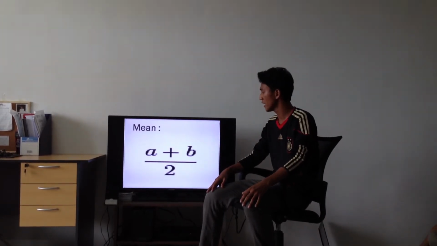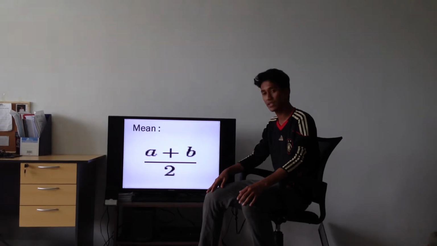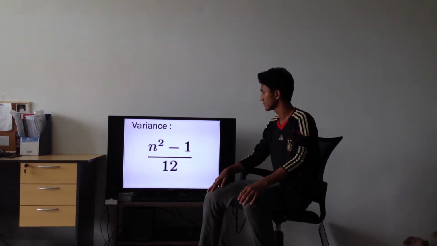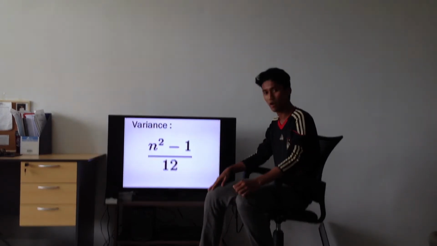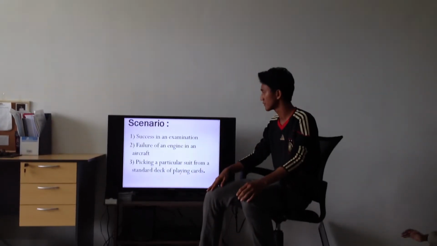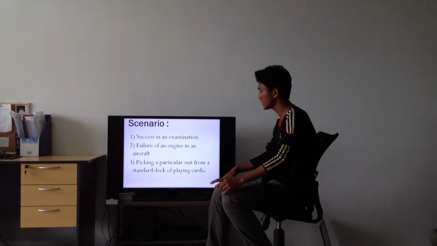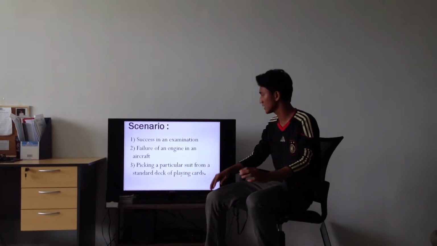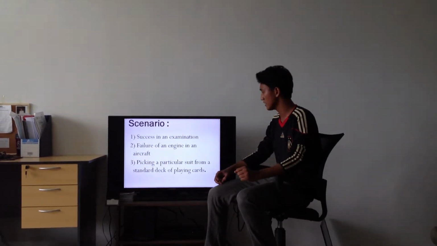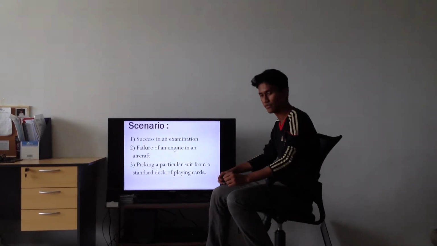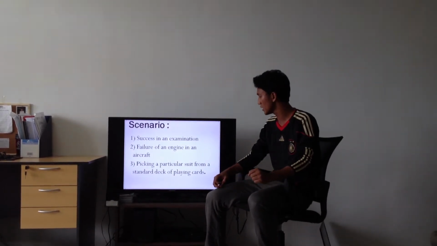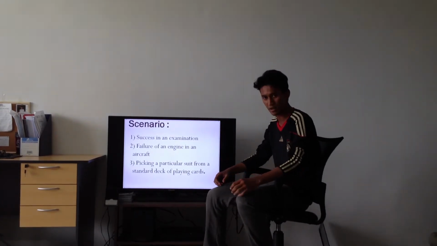Continue to the mean: alpha plus beta over 2. Continue to the variance: n to the power of 2 minus 1, over 12. For scenarios, the first example is success in an examination. Second is failure of an engine in an aircraft. Third is picking a particular suit from a standard deck of playing cards.